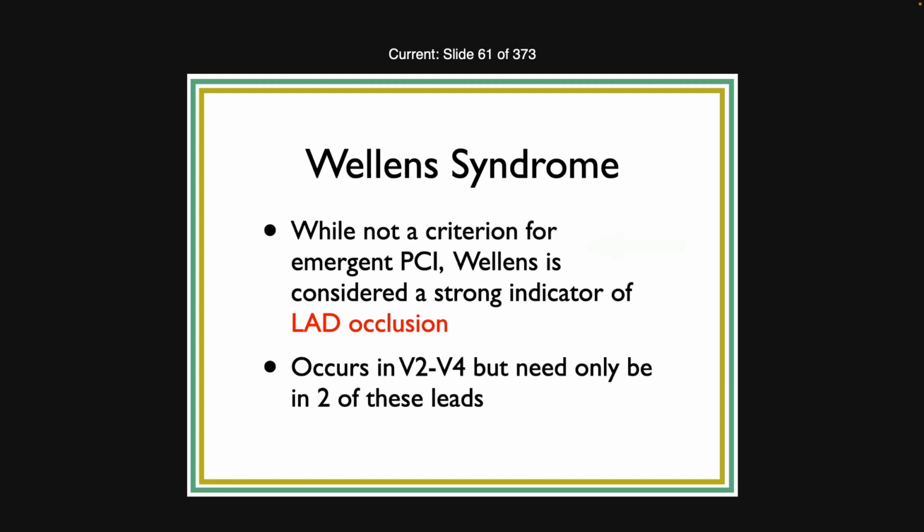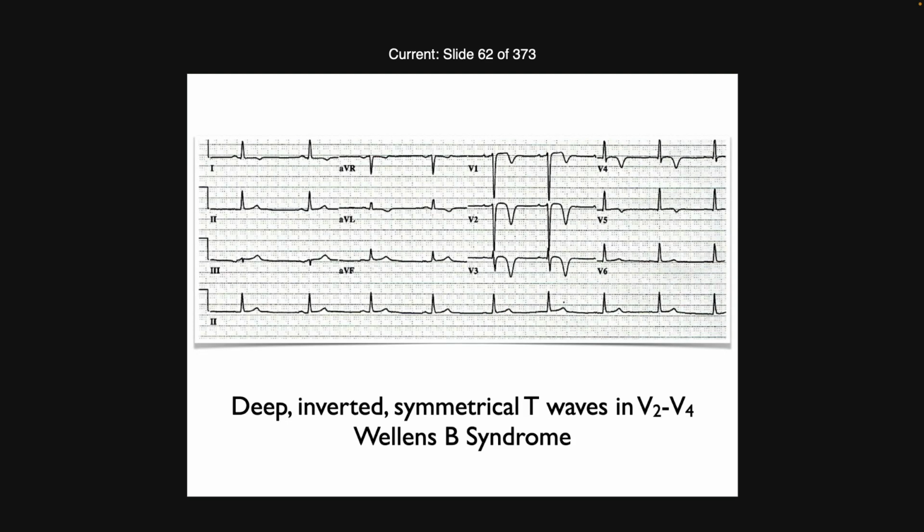It only counts if you see it, and again, we'll see it in a minute, in V2 through V4. You may see it in other leads, but that's not considered Wellens. And it needs to only be in 2. So if you see it in V2, V3, still counts, V3, V4, still counts, etc. Okay, so what am I talking about? There are 2 forms of Wellens syndrome, A and B. I don't care, to be honest, if you remember which is A and which is B. If you simply look at it and say, that's Wellens syndrome, it's a strong indicator of LAD, that's good enough for me. Keeping track of A and B doesn't matter.